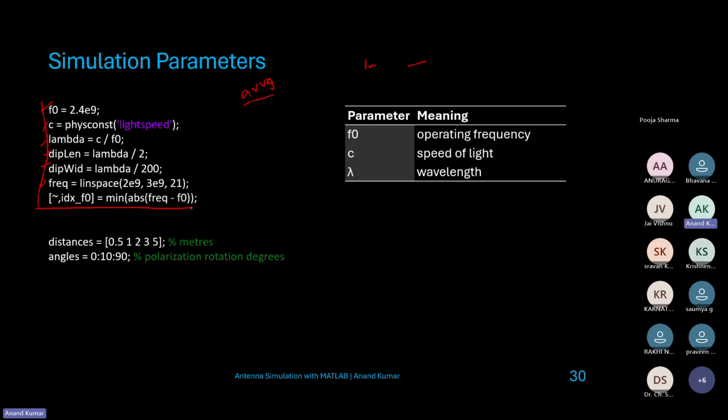And this particular line over here is just to find the index of the frequency of interest. Let's say F naught is our frequency of interest. So we find the index of F naught in this frequency array. And then we define the distances at which we want to run the simulation: 0.5, 1, 2, 3, 5 meters, and the angles where we want to see the S21 for the different polarization. So we are running from 0 to 90 degrees with 10 degree steps.